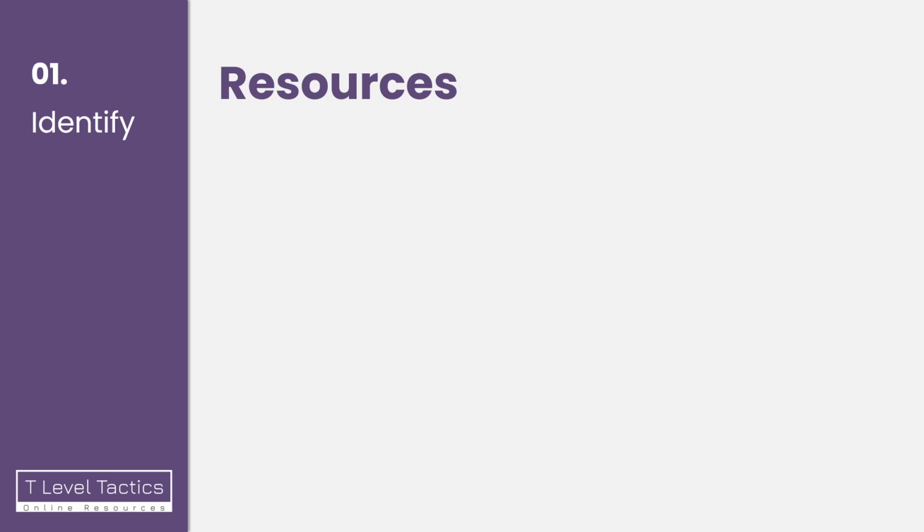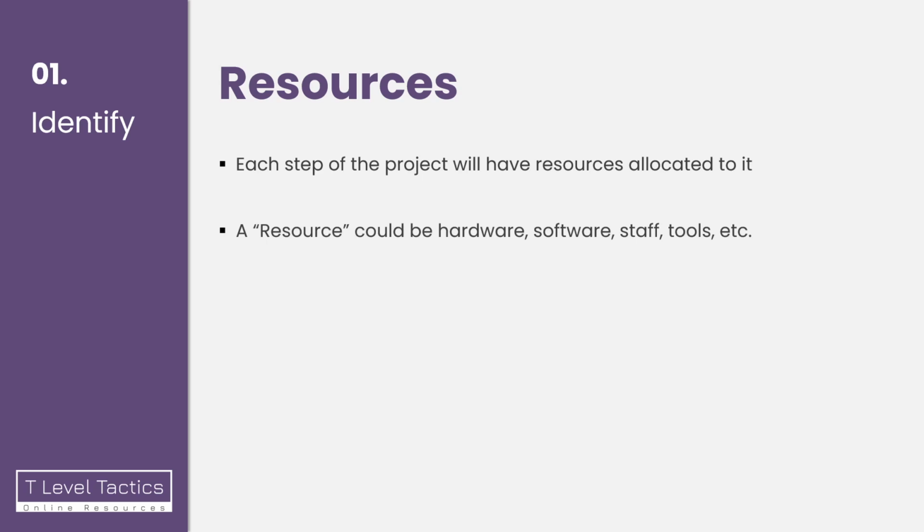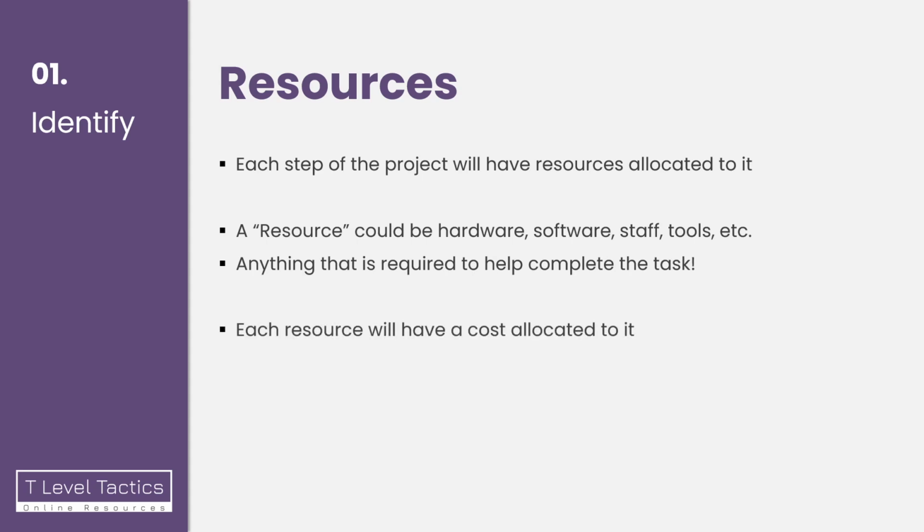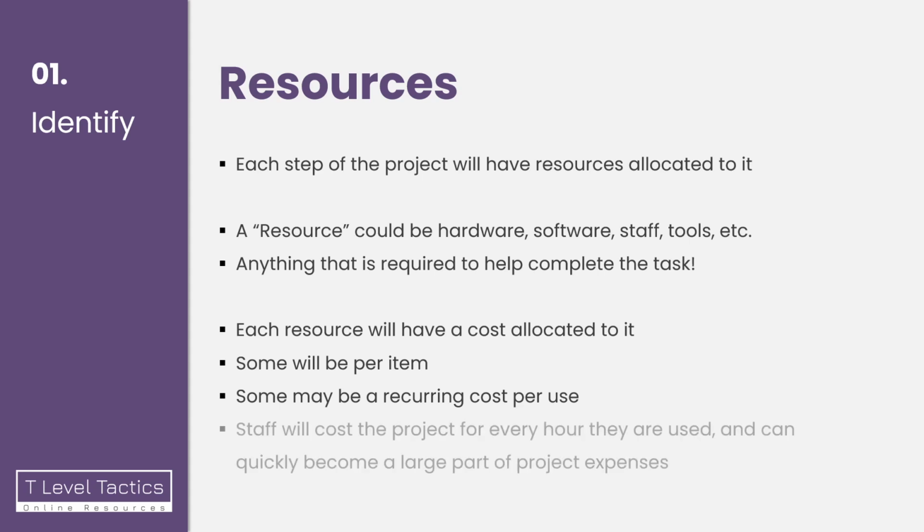Each step of a project will have resources allocated to it. A resource could be hardware, software, staff, tools, anything that is required to help complete a task. Each resource is also going to have a cost allocated to it. Some will be per item and might be a single purchase, but some may be a recurring cost per use. For instance, staff will cost the project for every hour they're used and can quickly become a large part of project expenses.